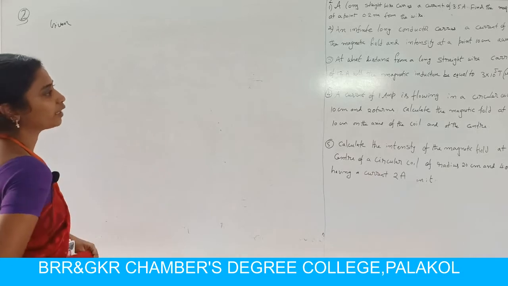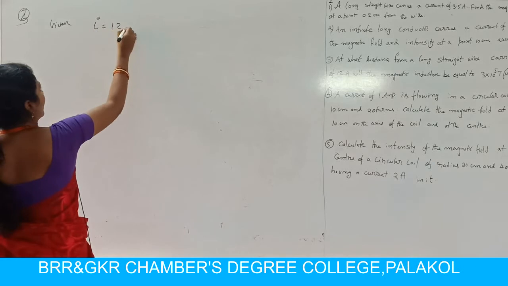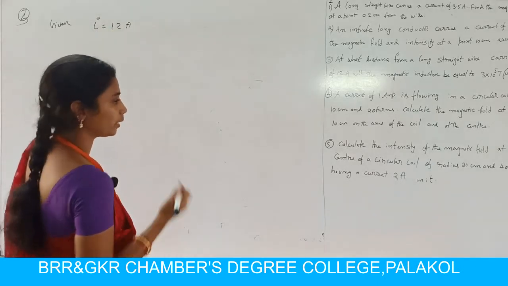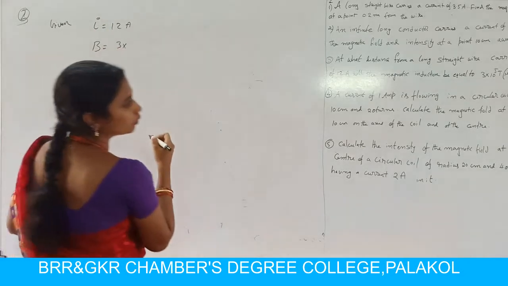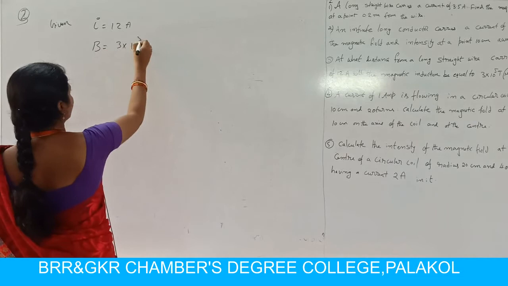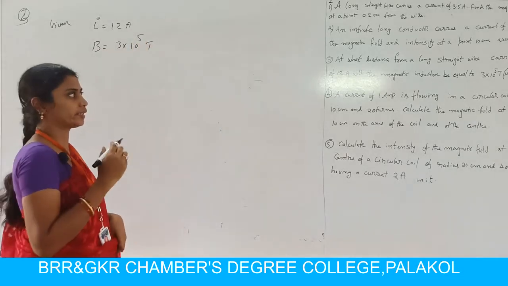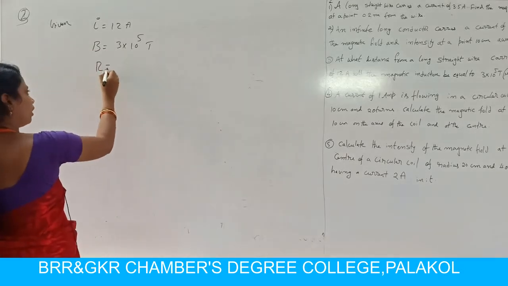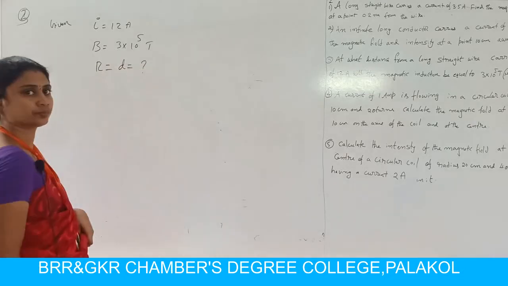it is also a straight wire. Here the current is I equal to 12 amperes and the magnetic field induction B is given in this problem, nothing but B equal to 3 into 10 power 5 Tesla. So here we calculate the term, at what distance, it means R can be calculated, or which is considered as D, how much in this problem.